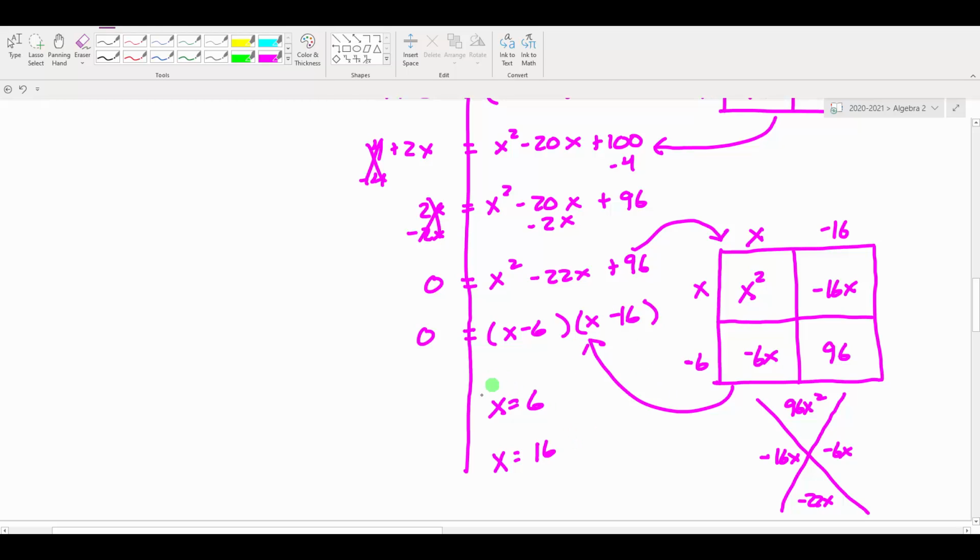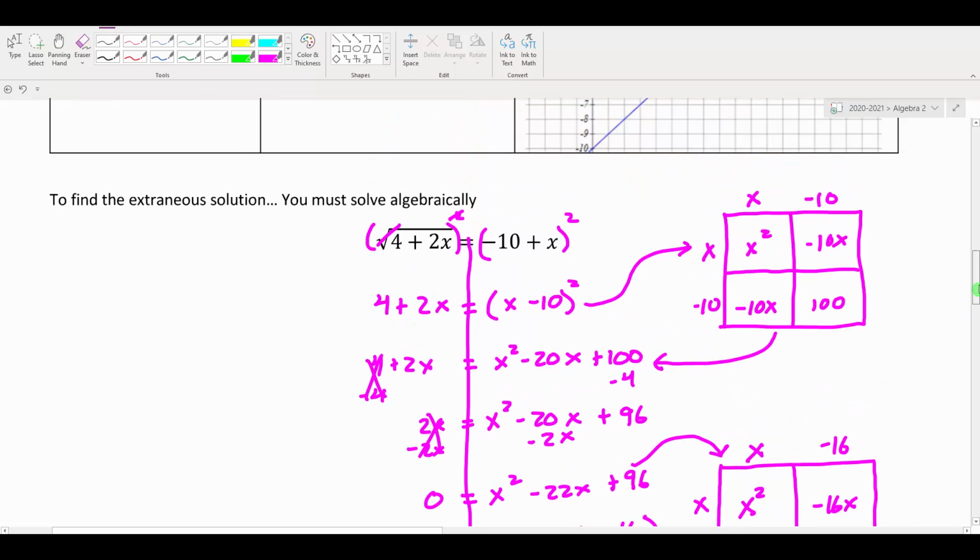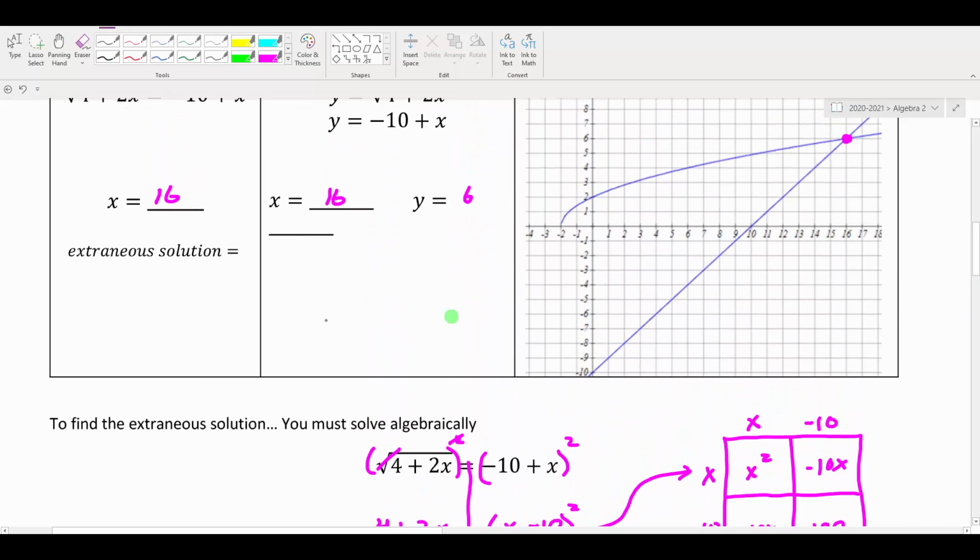So when we looked at our graph earlier, all right, so we do have two solutions here. We got two solutions by doing this algebraically, but remember on our graph we only had one intersection point, and that intersection point occurred when x was 16. So the other solution, x equals 6, would be considered extraneous, because when I go to 6 and I look at my graph, we end up here, and those are not the same point.